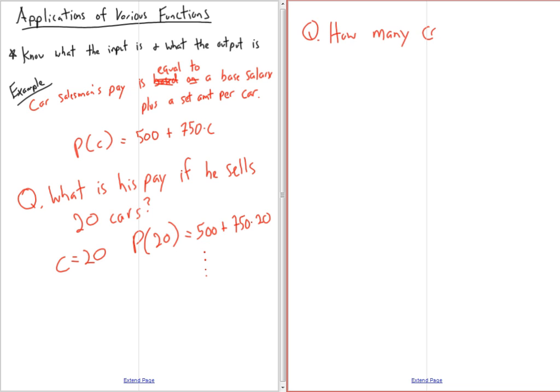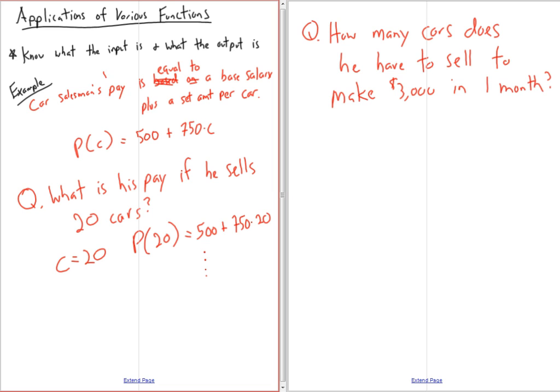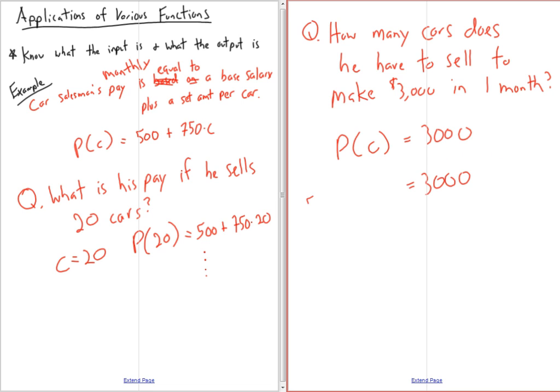The other type of question that you're going to come across is something like this: how many cars does he have to sell to make, say, $3,000 in a given month? Maybe that's how much he needs for his rent, his insurance, his food. And so in this case, we would say P of C, the amount of pay that he gets in a given month for a given number of cars, is equal to $3,000. So you just leave that 3,000 over there and you substitute in the function rule on the left hand side, and then solve for C. So subtract 500 from both sides, and you end up with C is equal to a number.